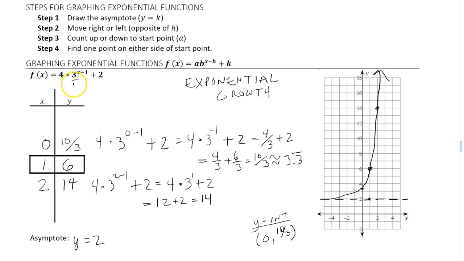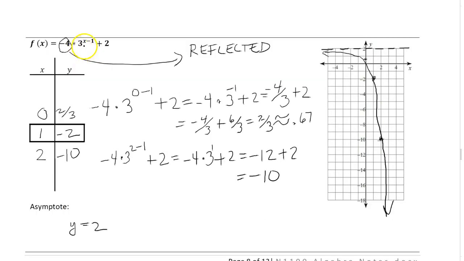Now let's review. Whenever the ratio, the number raised to a power, is greater than 1, the result is exponential growth. This means that the graph rises to the right. Whenever the multiplier at the beginning, in this case 4, is positive, the graph will be above the asymptote, that is, above the dotted line. However, if the multiplier at the beginning is negative, the graph will be below the dotted line. It will be a reflection of what it otherwise would have been.